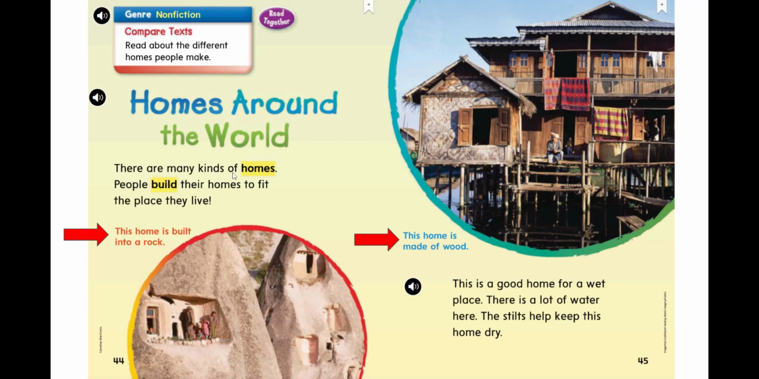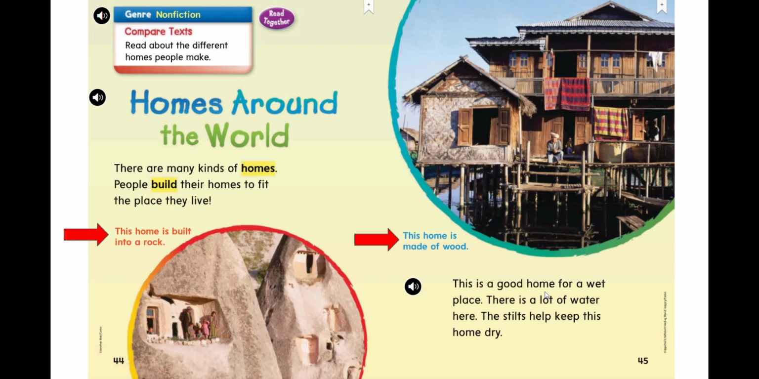There are many kinds of homes. People build their homes to fit the place they live. If I look right here, I see what looks like a rock house. Well, if I want to find out more information about this house, I go to the words right near the picture. This is called the caption. Let's read. This home is built into a rock. Wow, can you imagine living in a rock? That's amazing. This caption helped me understand the picture. Let's move on to the next page.